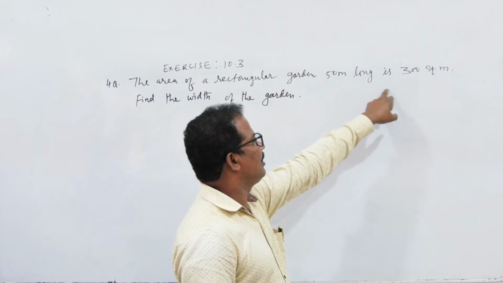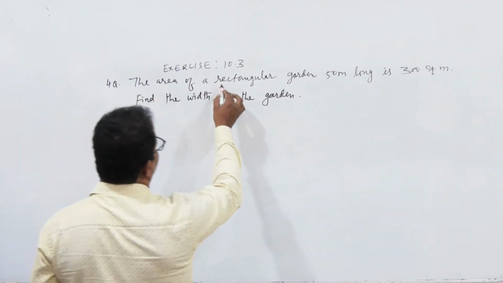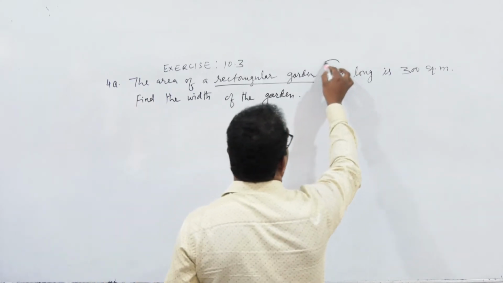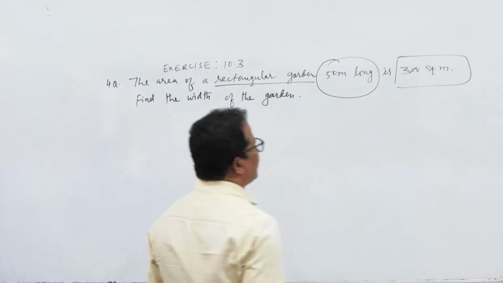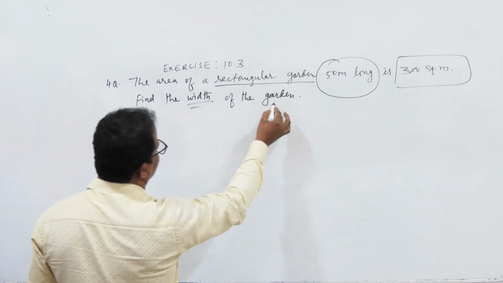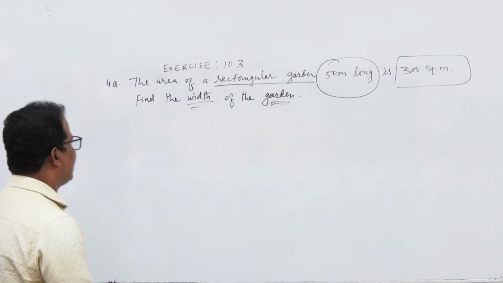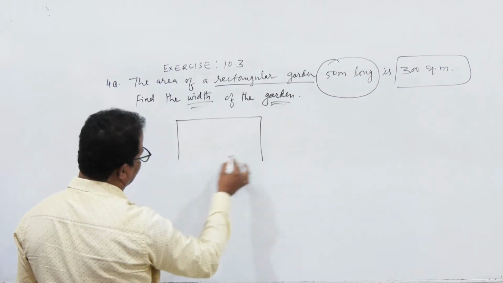50 meter long is 300 square meter. That means here in this question talking about a rectangular garden whose length is how much? 50 meter, and the total area of the rectangular garden is 300 square meter, and we need to find the width of the rectangular garden, width of that garden. Understand?